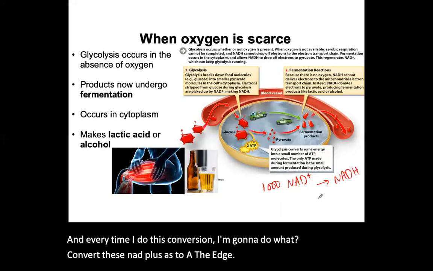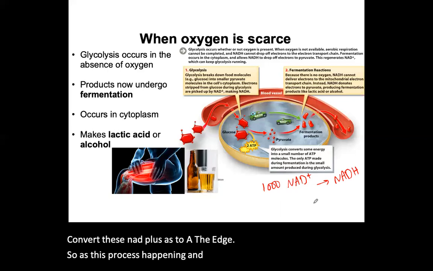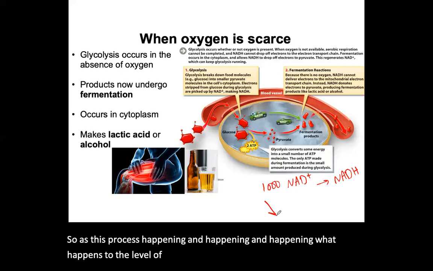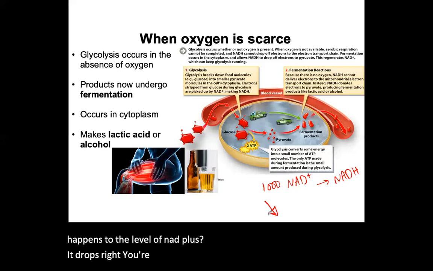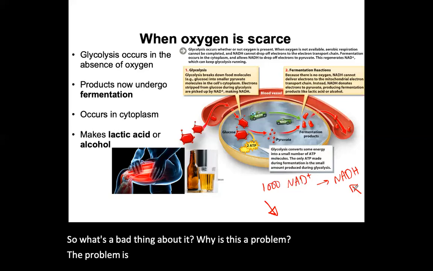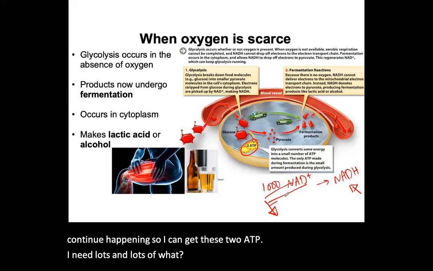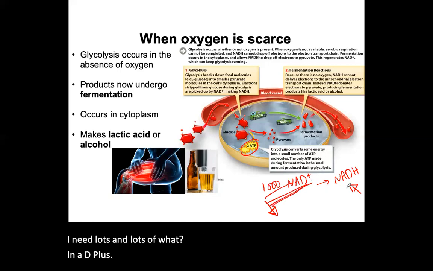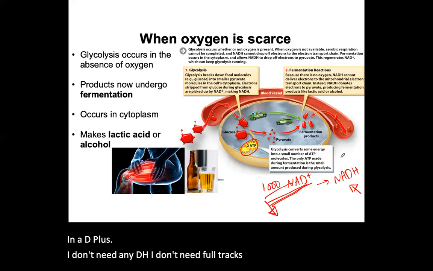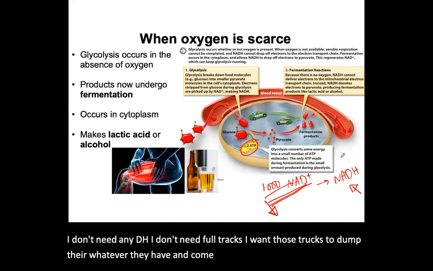NADH. So as this process is happening and happening and happening, what happens to the level of NAD+? It drops, right? You're using them up. What happens to the levels of NADH? They go up. So what's the bad thing about it? Why is this a problem? The problem is this. If I want the glucose conversion to pyruvate to continue happening so I can get this 2 ATP, I need lots and lots of what? NAD+. I don't need NADH. I don't need full trucks. I want those trucks to dump whatever they have and come back and pick up more electrons.